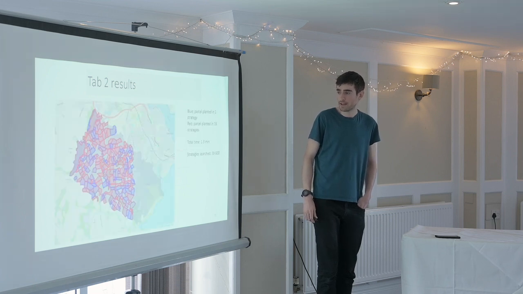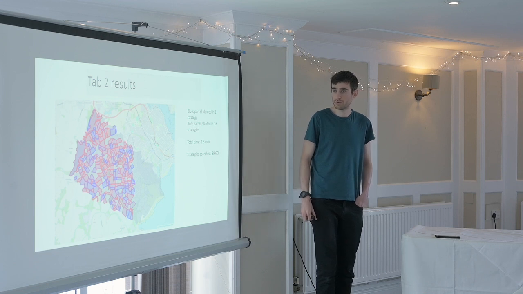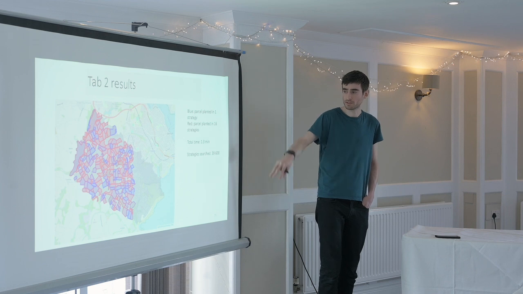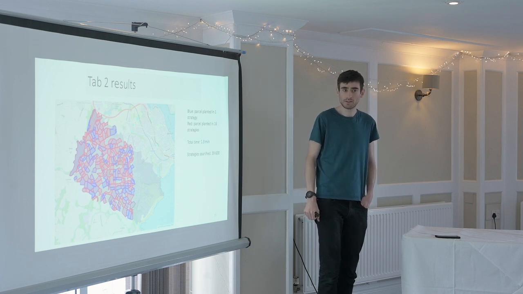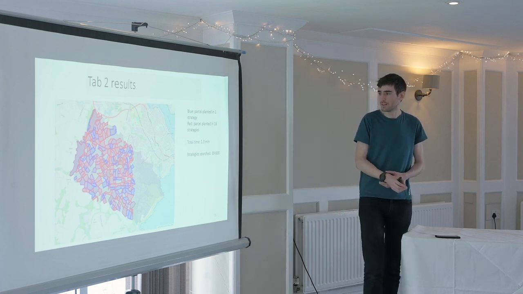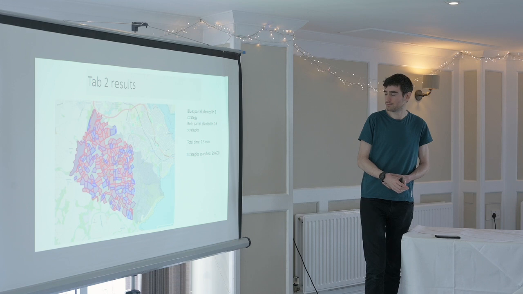So here is an aggregate of the results for tab 2. I plotted all the strategies, and the blue parcels mean that the parcel was not present in a lot of strategies, and red means they were present in almost all of the strategies. It's not only red or blue, it's combinations. So some are purple, and there are 16 different colors in this. It's a bit hard to see, but anyway.